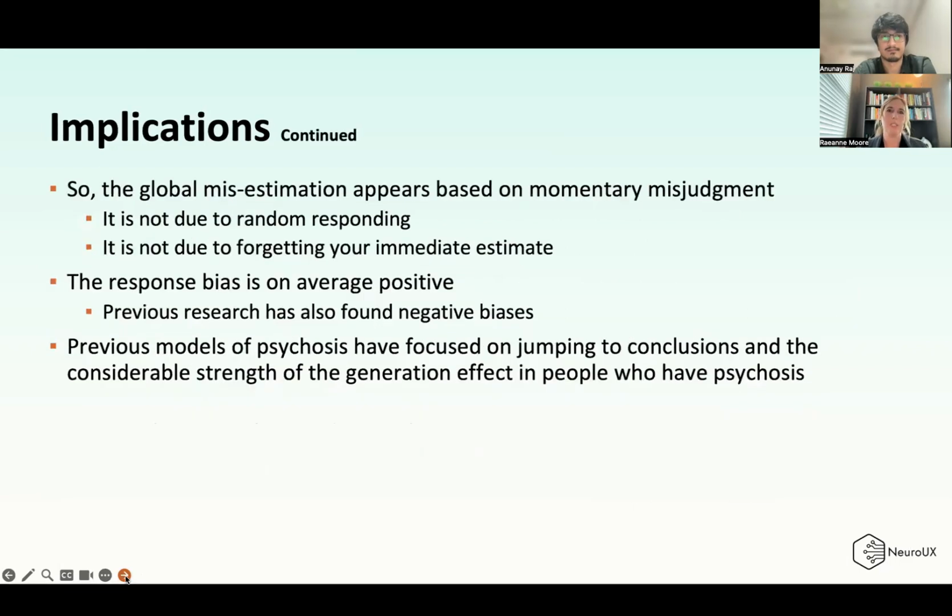So we think this global misestimation appears to be based on a momentary misjudgment, but it's not due to random responding or forgetting the immediate estimate. And it's a response bias in the positive direction.